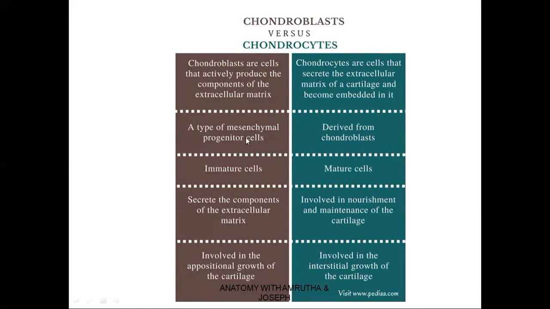Chondroblasts are derived from mesenchymal progenitor cells, whereas chondrocytes are derived from chondroblast. Chondroblasts are considered to be immature cells, whereas chondrocytes are mature cells. Chondroblasts secrete components of extracellular matrix, whereas chondrocytes are also producing matrix and also involved in nourishment and maintenance of the cartilage. Chondroblasts are responsible for appositional growth of the cartilage, whereas chondrocytes are involved in interstitial growth of cartilage.